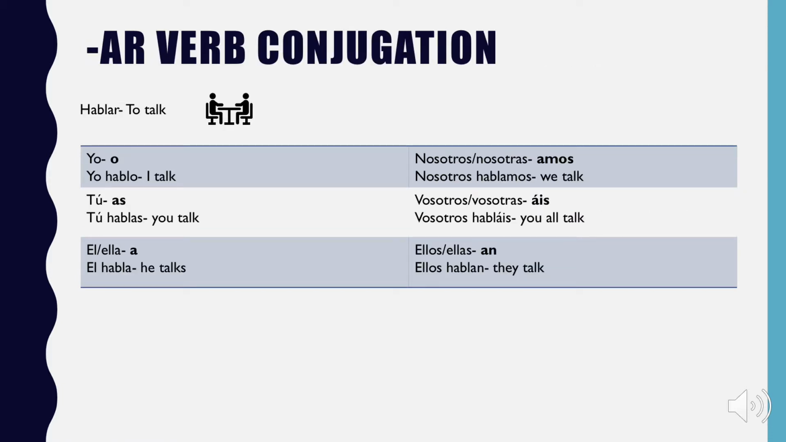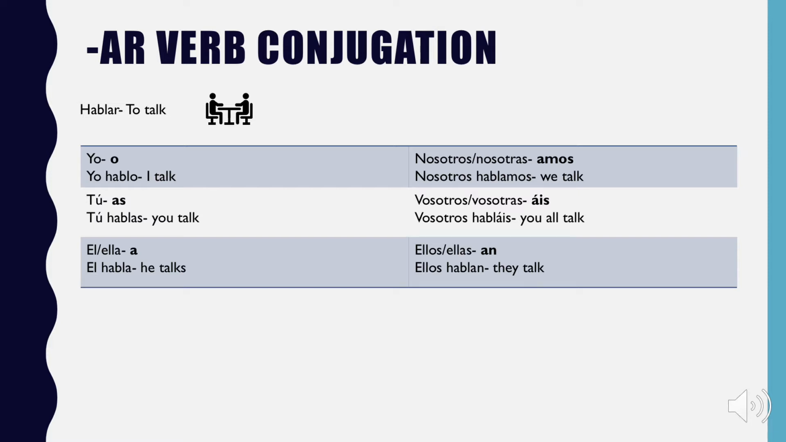First up is AR verbs. We're going to practice with the verb hablar, which means to talk. When conjugating in Spanish, we take that ER, IR, or in this case, AR ending, and replace it with a new verb ending that corresponds to each pronoun. So these are all of the verb endings for AR verbs in the present tense. We have o, as, a, amos, áis, an. For the I form, which is the yo form, we replace the AR with an O. So everyone say yo hablo, I talk.